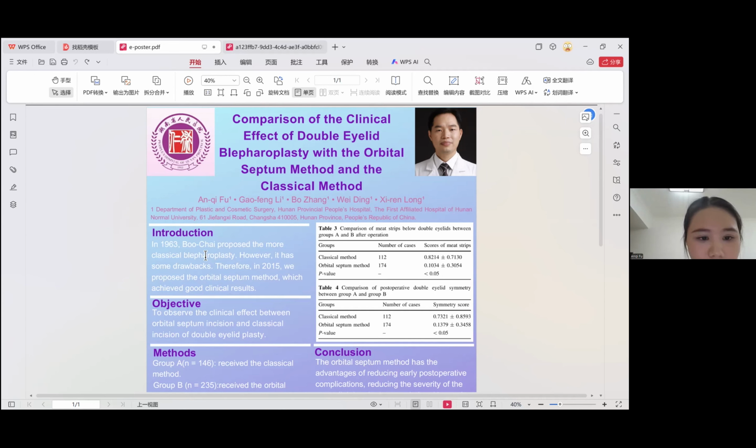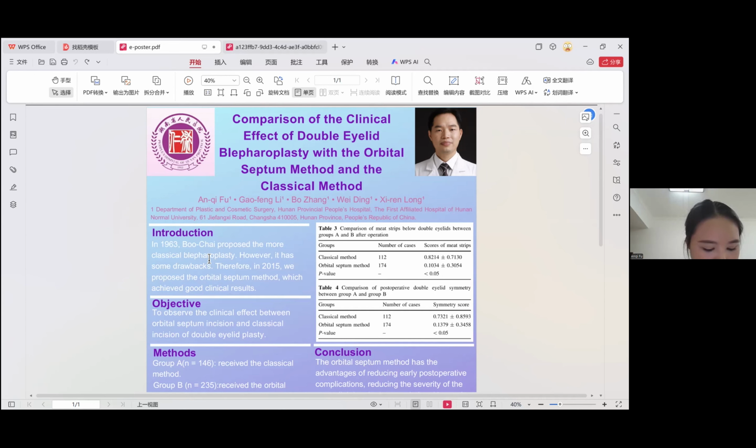Introduction. Dr. Kubuchai proposed a blepharoplasty, which removes part of the orbicularis oculi muscle in front of the tarsal plate to form an adhesion between the skin and the fascia in front of the tarsal plate. This formed a relatively stable double eyelid. This was a popular double eyelid plasty in the past, and it can be regarded as a classic method.